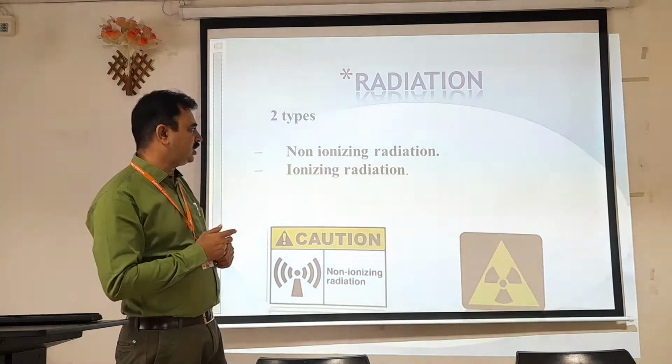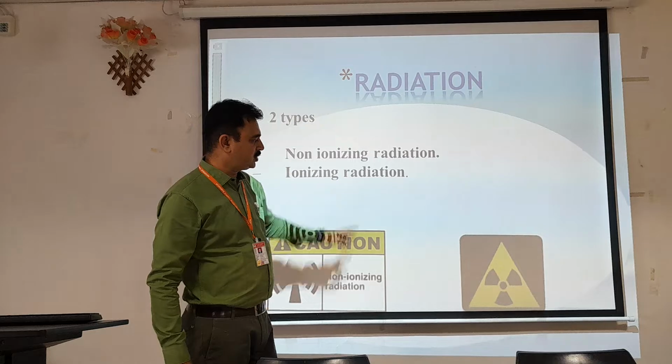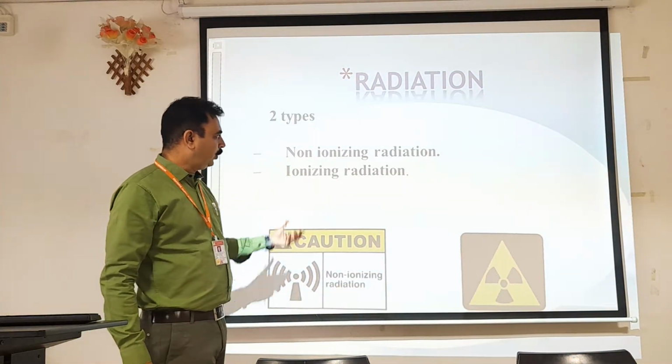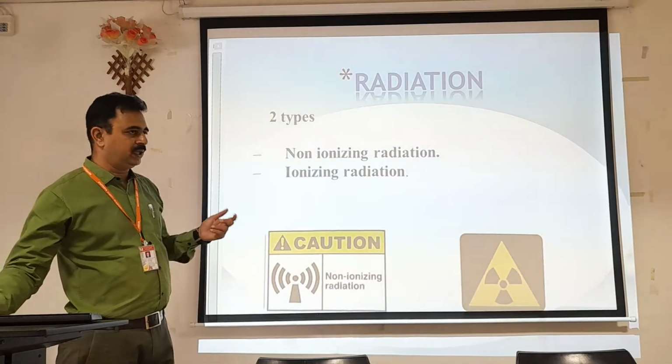So two types of radiations we need. One is called non-ionizing radiations and another is ionizing radiations. Two types of radiations are useful for sterilization methods based on radiations. So let us understand one by one.